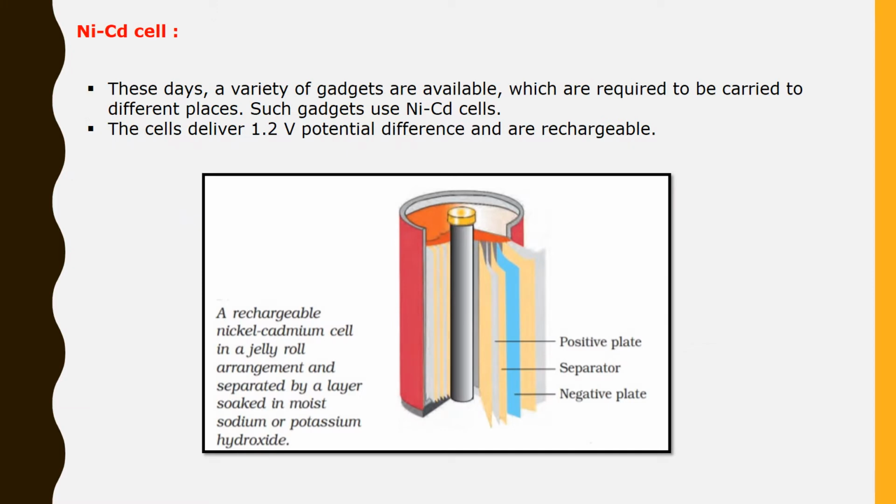Now the next type of cell is the nickel cadmium cell. These days a variety of gadgets are available which are required to be carried to different places, and such gadgets use nickel cadmium cells. These cells give 1.2 volt potential difference, and these cells can be rechargeable. Means we can recharge it.